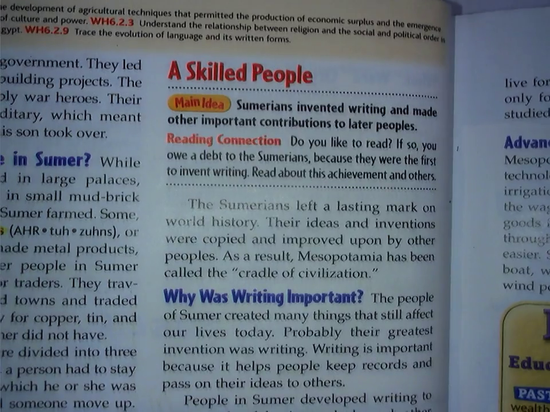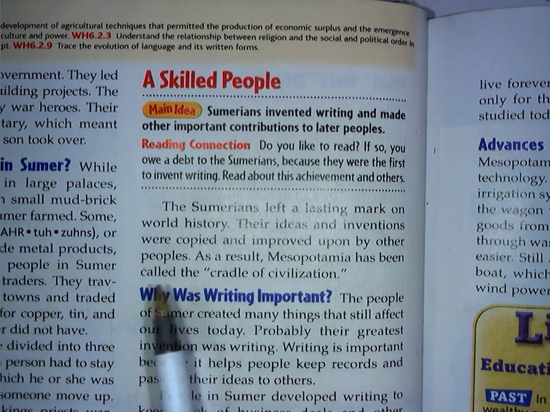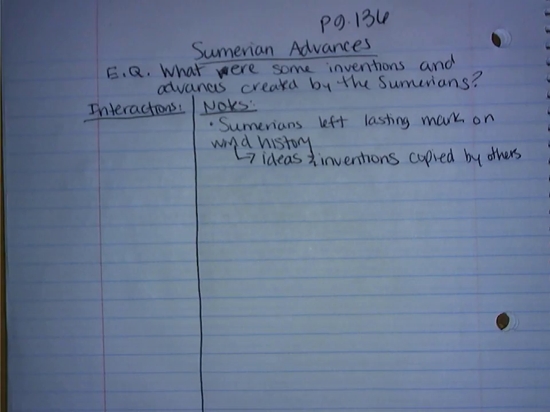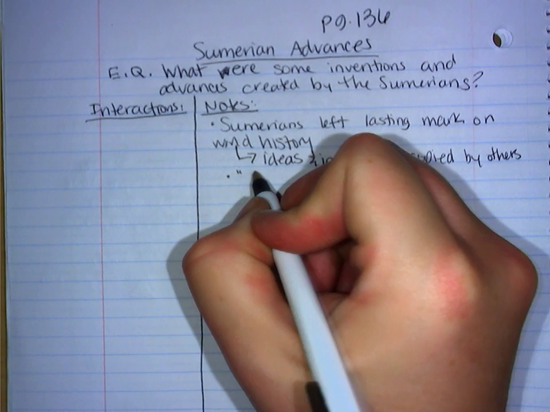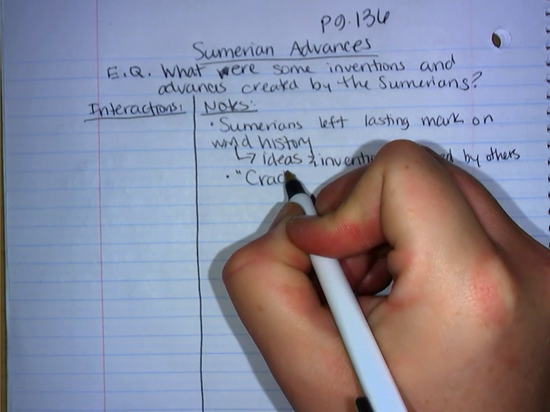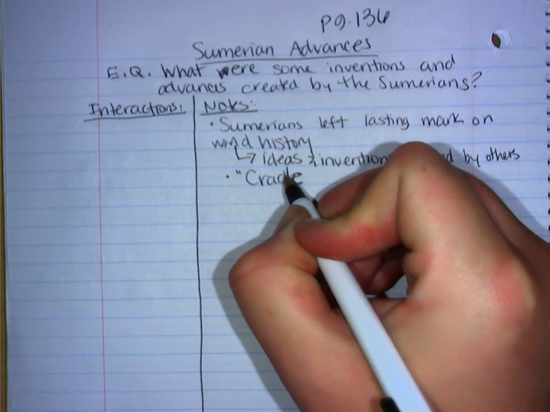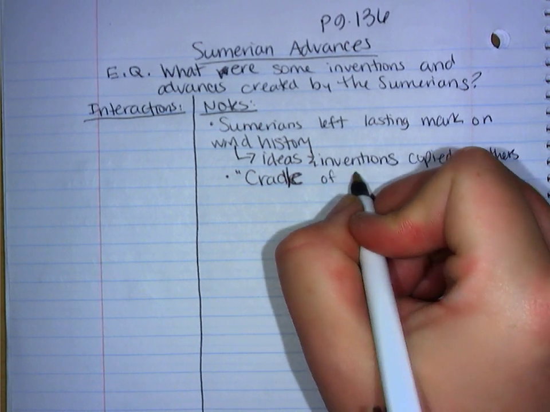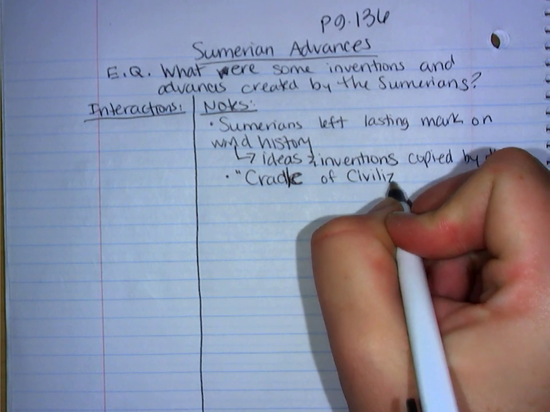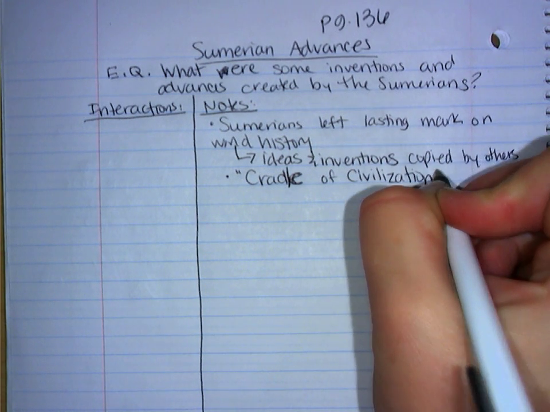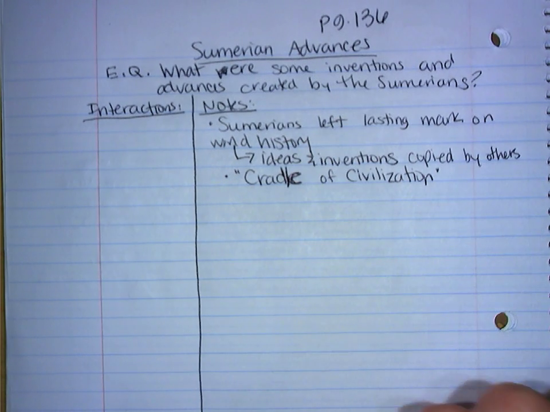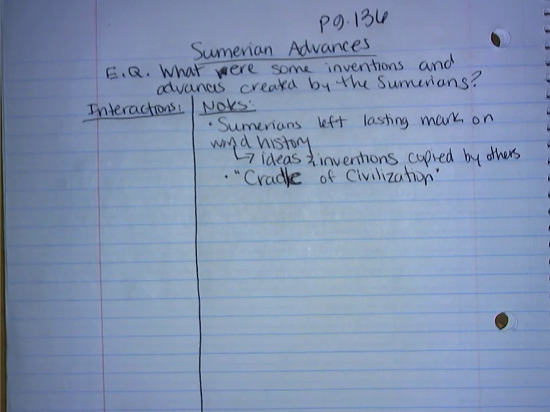As a result, Mesopotamia has been called the cradle of civilization. Whoops, cradle. You know, like a baby cradle, like you rock a baby in it. Civilization. So kind of implying that Mesopotamia is like the newborn baby of civilizations. All other civilizations came after this one, and it's a little baby in the cradle.